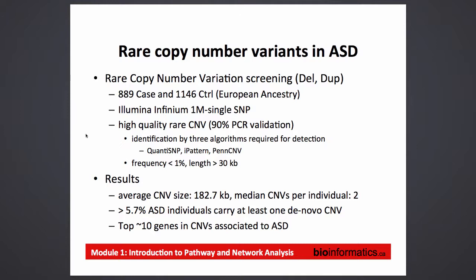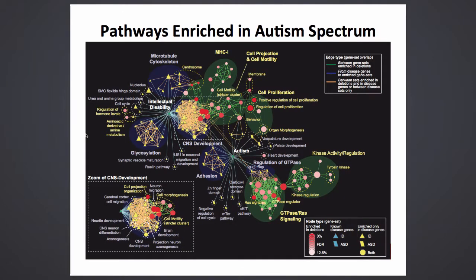And they produced some high-quality rare copy number variations with a high validation rate. It turned out that on average, a person had 2 copy number variations with a median size of about 200 kb. A good fraction of ASD individuals had at least 1 de novo copy number variation, and the top 10 genes were already quite convincing because they were known to be related to autism spectrum disorders. And here's a pretty nice looking enrichment map with a lot of detailed information you can see. It greatly highlights all the different aspects of neurosystem development, for example, that are potentially altered by all these copy number variations.